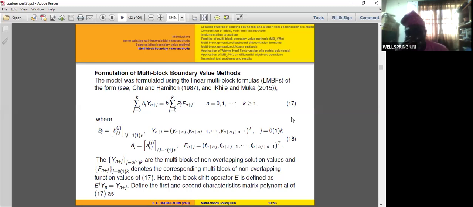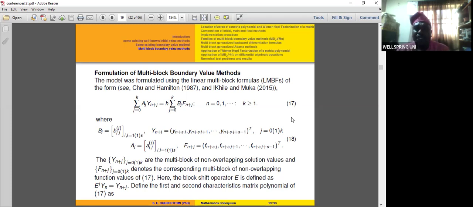Here, Yn plus J are multi-blocks of non-overlapping solution values. In this work, we are working with non-overlapping solution values. We observe that when we try to find methods with overlapping solution values, in their stability, the stability plots cut each other, and it will be difficult when you are dealing with stiff problems. So we strictly focus on non-overlapping solution values, and the function values are as well non-overlapping, as given in 17.